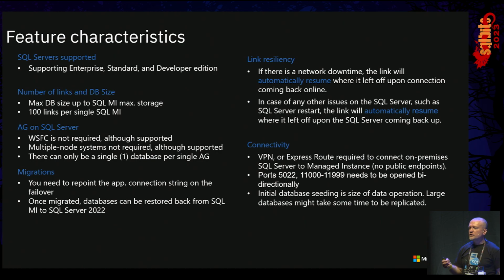There is a limitation of 100 links per one managed instance, but that is a limitation of managed instance because managed instance can have up to 100 databases today. We have a requirement of VPN connectivity between on-prem and managed instance. Or if you're using it in Azure, you can simply spin up a VM in the same VNet of the managed instance, and then the connectivity would be automatic.